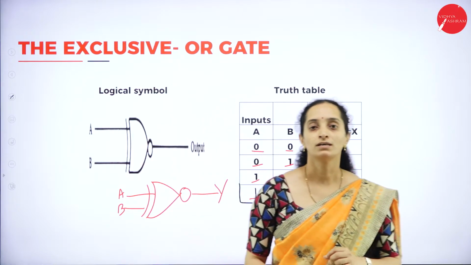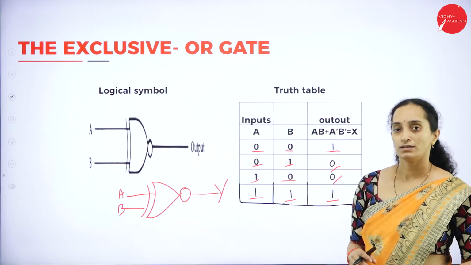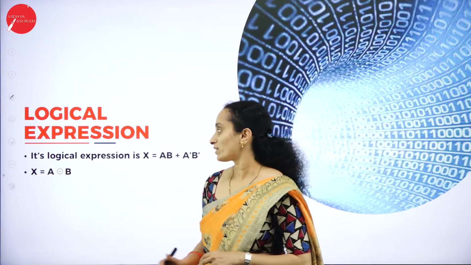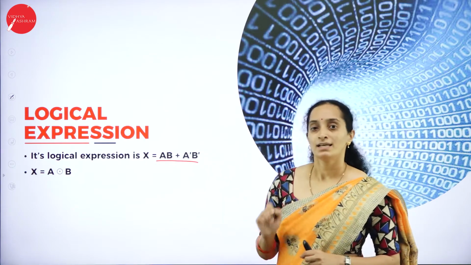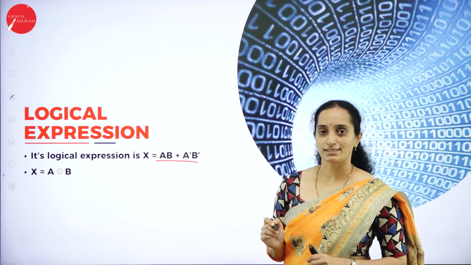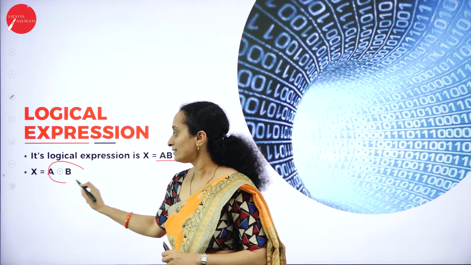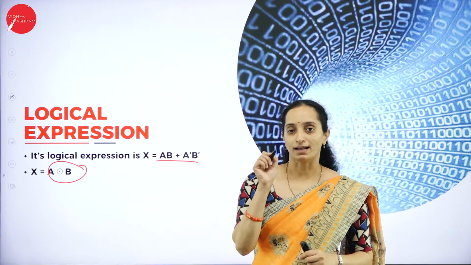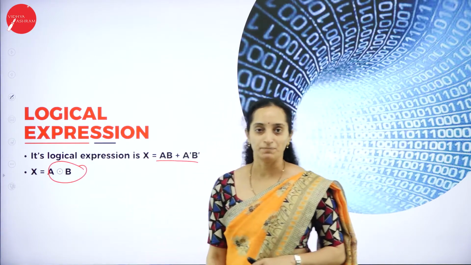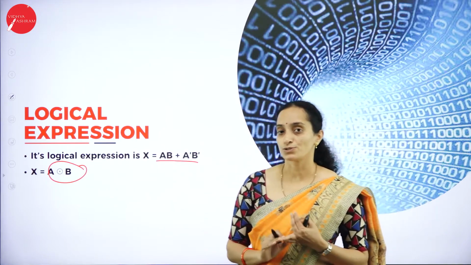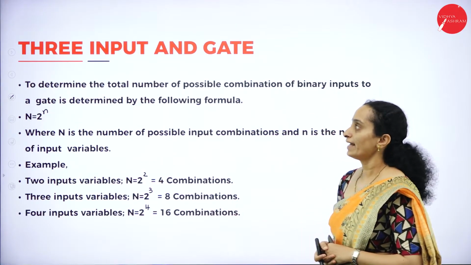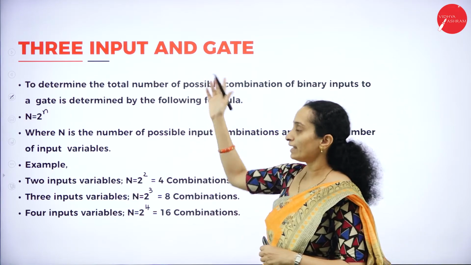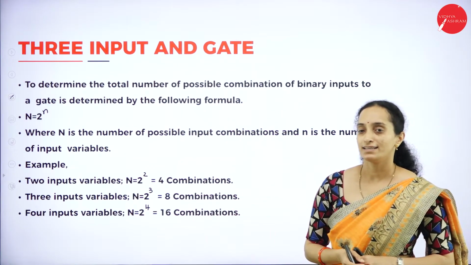So this is about the XNOR gate. The logical expression you can get here is X equals A into B plus A dash into B dash. Then the symbol is X equals A circle with a dot and B. We have this logical symbol, truth table and logical expression. Okay. Then we'll check with the 3 input and the various gates.